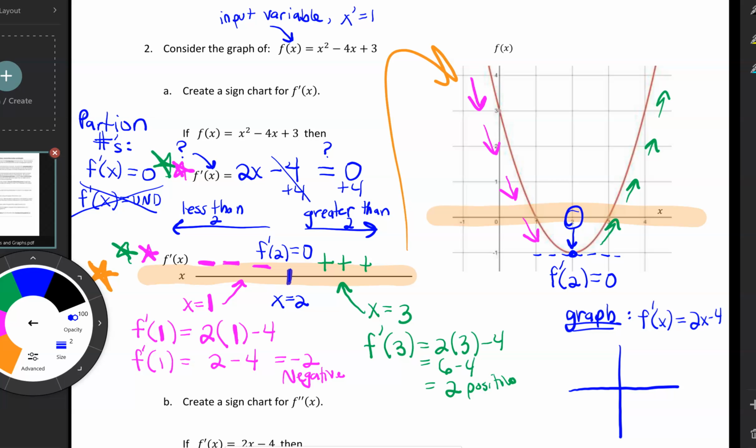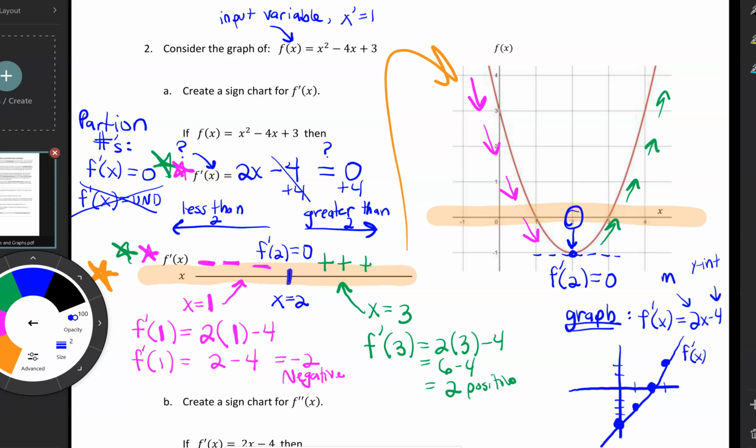A little tip: you could use Desmos to help you remember how to do this. But remember, your y-intercept is going to be -4, and your slope is going to be 2. So I'm going to come down here to -4, and then my slope is going to be up 2, over 1. Up 2, over 1. Up 2, over 1. Okay, I'm going to get a little graph here. And this is a graph of my derivative here.